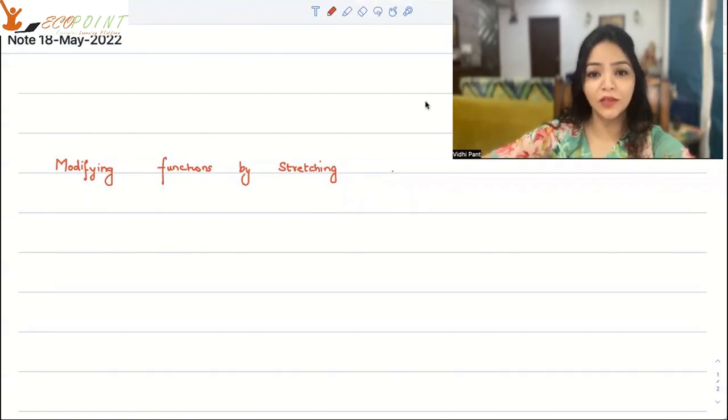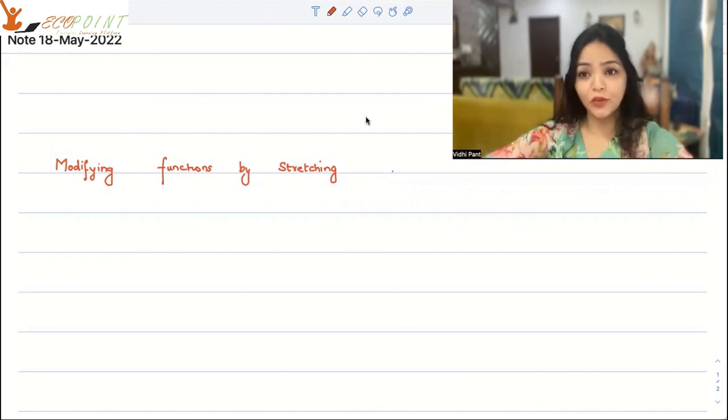In the previous lecture, we spoke about how we can modify functions by shifting vertically or horizontally. What is the impact and what is essentially happening when the graph is shifting vertically? What is essentially happening when the graph is shifting horizontally?